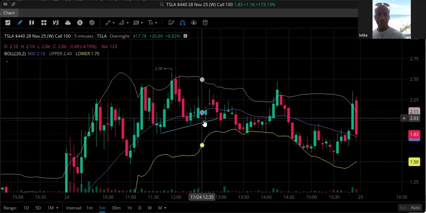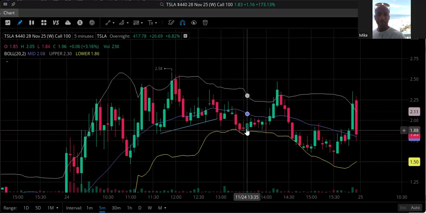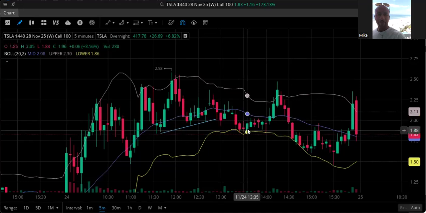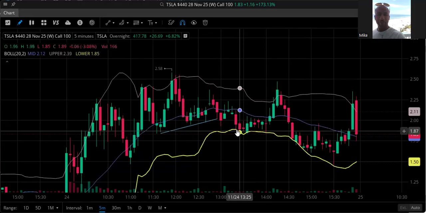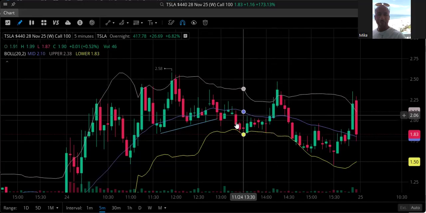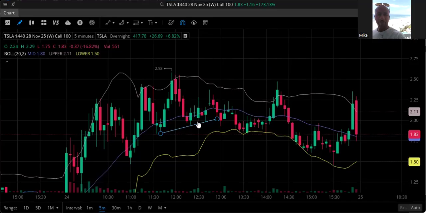I bought it at the trend line, but had I waited, the Bollinger Band would have been a better play because instead of buying it at about $2, I could have bought it at about $1.88. And then it took off back up to the top where I ended up selling it anyway. So the bottom Bollinger Band would have definitely been a better play than the trend line.